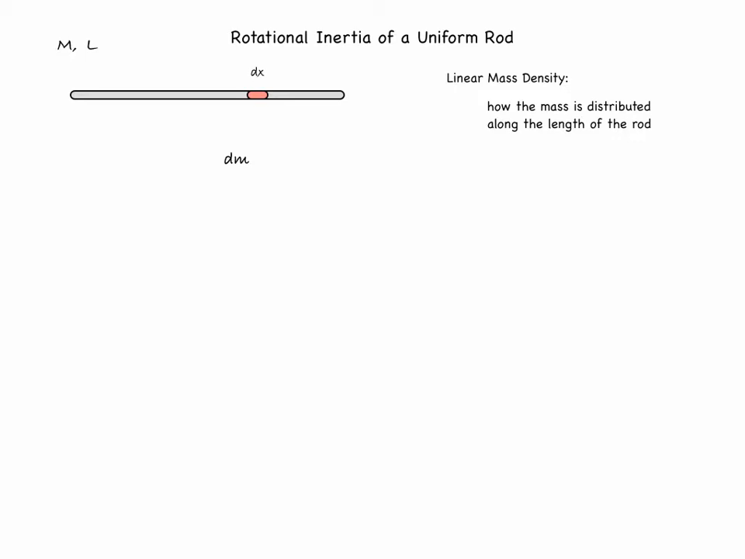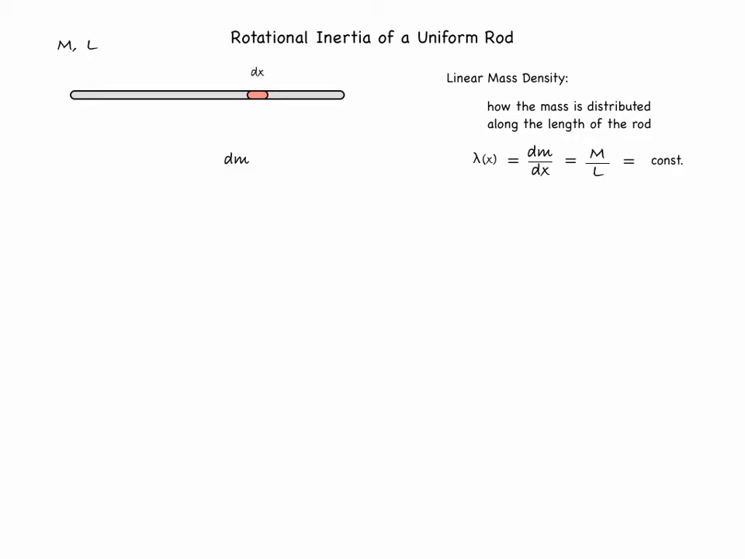To find the mass of that element dm, we need to look at the linear mass density, or in other words, how the mass is distributed along the length of the rod. If we denote that linear mass density by lambda, by definition lambda must be equal to the mass per unit length, or simply dm/dx.